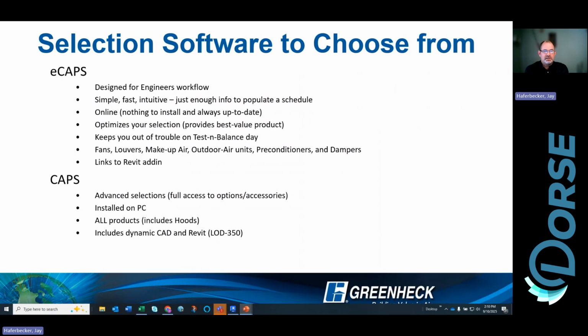It's got all of our products in it, including kitchen hoods, but kitchen hoods can get pretty complex. I'd probably get a hold of the Dorse guys and they can help you make those selections. And it's got a little bit higher level of drafting detail.